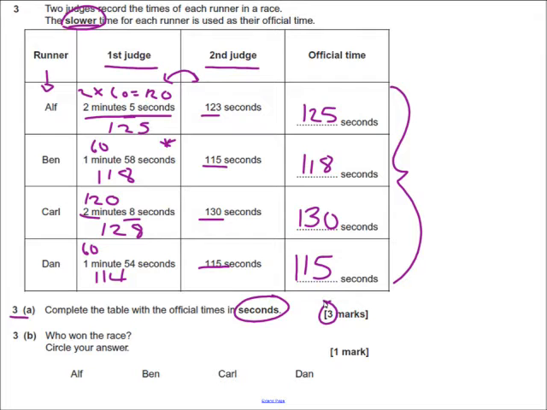Now let's look at question 3b. Who won the race? Circle your answer. So the winner of the race has to have the fastest time or the lowest time. And in this instance, it's 115 seconds, and that is Dan. So we need to circle for our 1 mark the time for Dan.